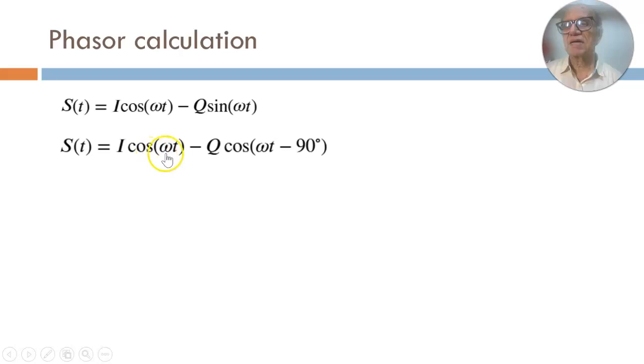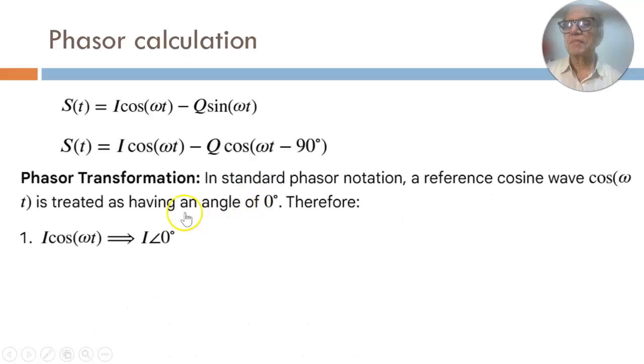So this remains as it is, I cos omega t, minus Q sin omega t, which can be written as cos of omega t minus 90 degrees. Since cos is our reference, when we write this in the phasor form, the I cos omega t term becomes magnitude I with an angle 0, because this is a reference term, and Q cos of omega t minus 90 degrees is Q with an angle minus 90 degrees. Okay. All right. So we'll continue this study further and obtain the complex expression for the phasor.